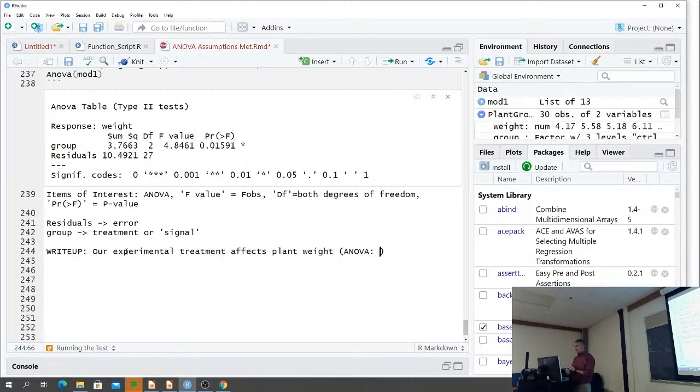Our test is ANOVA. Our test statistic is 4.85. I'm going to use subscripts for the degrees of freedom, which is 2,27, which incidentally is the same degrees of freedom as Brown-Forsythe. And then our p-value, say less than 0.02.